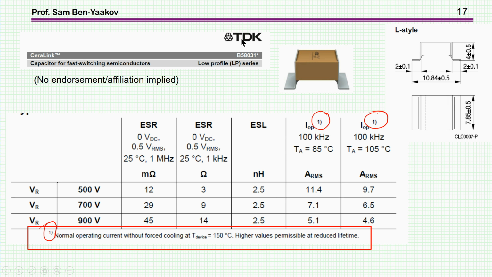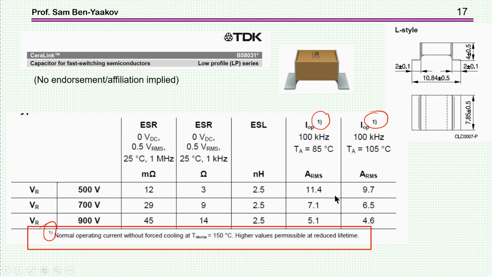Now, TDK has introduced a new type of capacitor. They call it the CeraLink capacitor. The name comes from the fact that it is intended for the link or bus capacitor for capturing ripple current. Size is not very big. It's like 10 millimeters times 8 millimeters. But see here, the currents are very high. You can pass 11 amp and 9 amp in 1 unit.